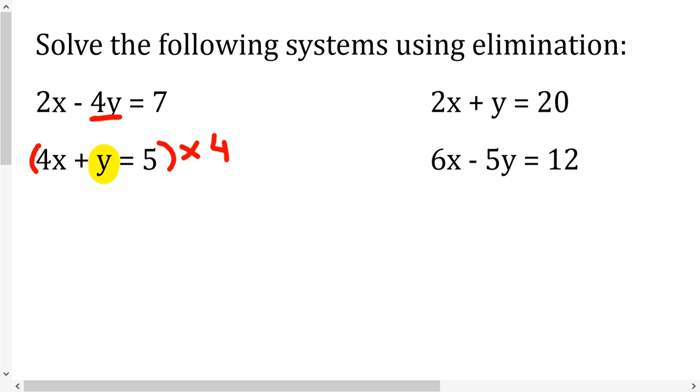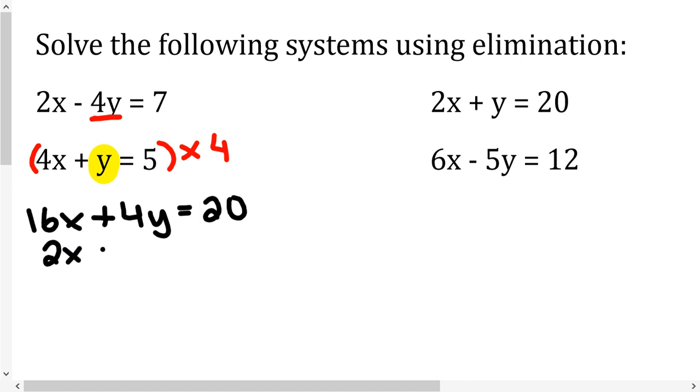So what I'm going to get is 4x times 4. I have 16x plus 4 times y, right? That was our whole goal, equals 20 when I multiply to the 5 on the end there. I'm going to do the same thing. I'm going to stack my other equation, this time underneath it, just because of how I've written it. Minus 4y equals 7.